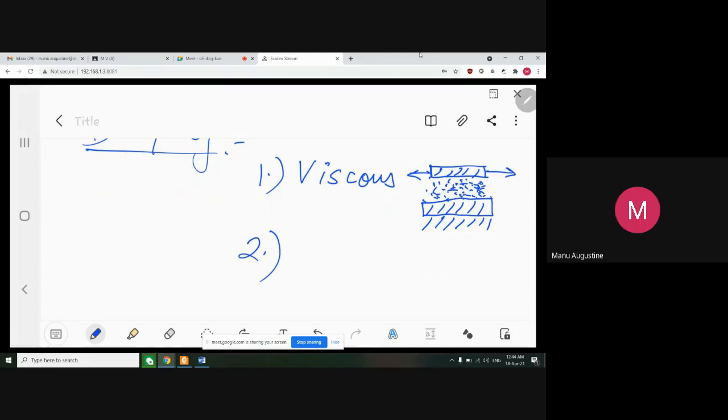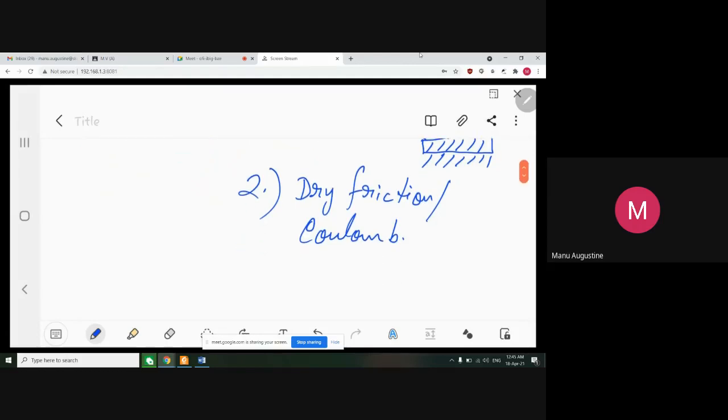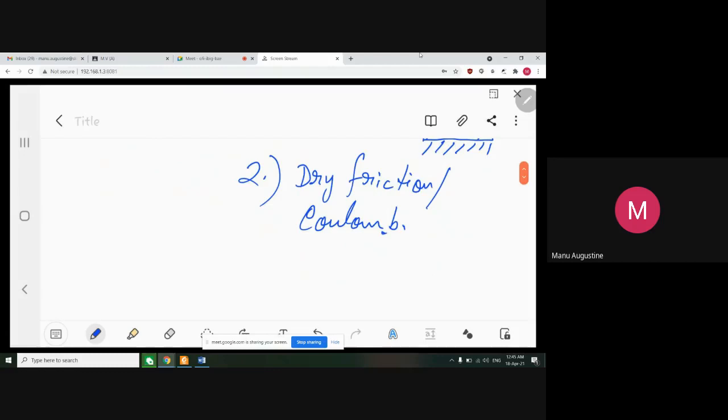If the damping or the resisting force is not coming from the presence of some viscous fluid, then it must be due to friction. So this is more commonly known as dry friction or Coulomb damping. Coulomb is the name of the scientist associated with the development of the concept here. So dry friction means there is no lubricant between the rubbing or oscillating or vibrating surfaces which are in contact with each other. And due to dry friction, the resistance comes into play.